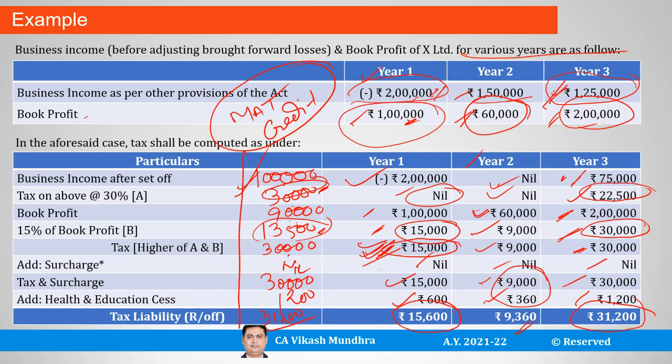We will discuss later on what will be the effect if our regular tax is higher than our minimum alternate tax. In this case, our regular tax is 30,000, whereas my tax as per MAT provision is only 13,500. That means I am paying tax under the regular provision of the Income Tax Act. In this situation, a concept called MAT credit is available. We will discuss that MAT credit afterwards.